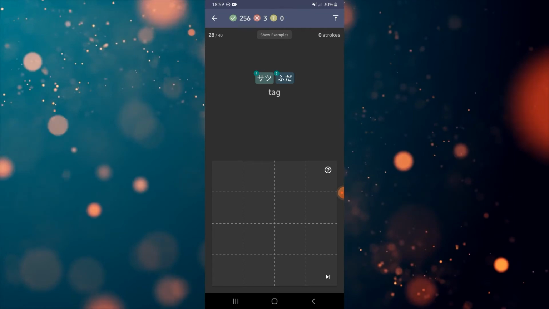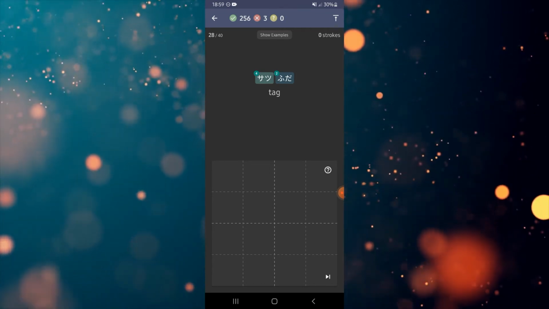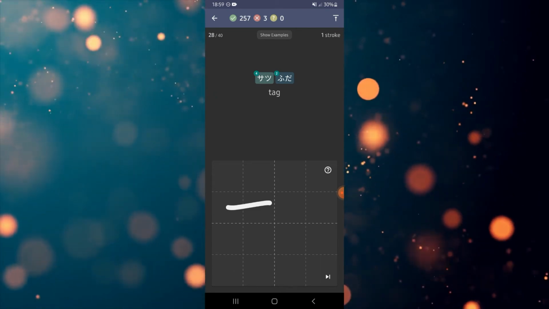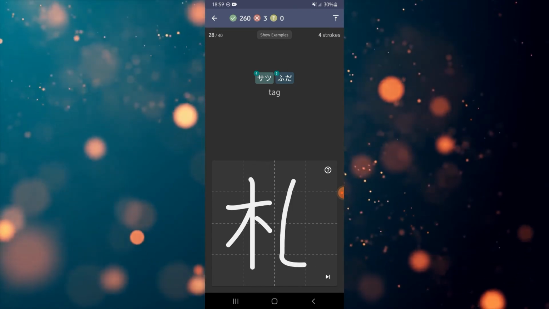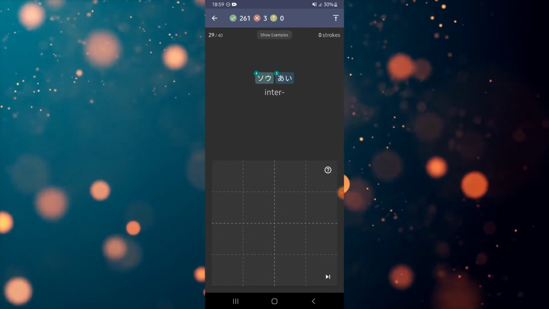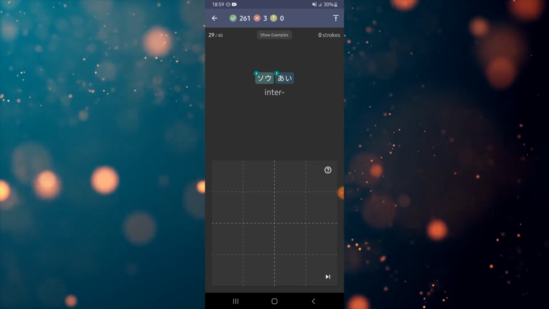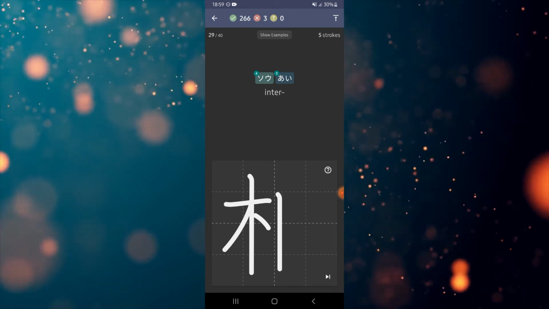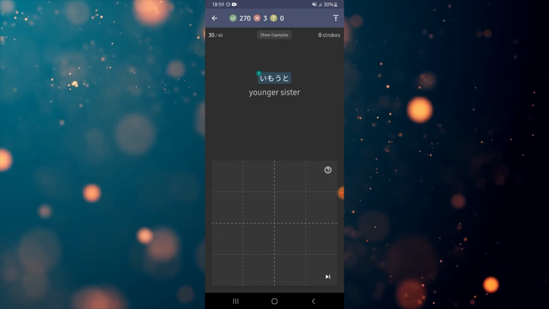Tag. So all tags made of wood are used to hook a fish. So draw the kanji for tree, then draw the kanji for hook. Inter. So I'm going to picture the Inter Milan football team. So Inter Milan have a good eye for trees. So draw the tree, then the eye kanji.